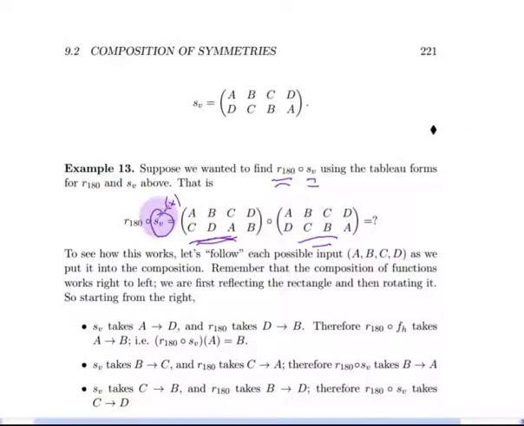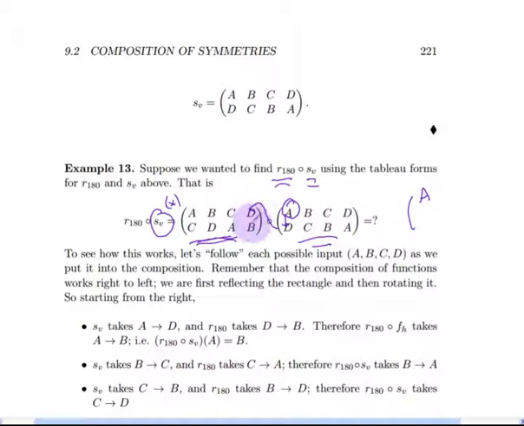Now you can follow this verbal description, but you can also see from here. I want to know where A goes as a result of the composition of these two functions. Well, A goes to the position of D according to the vertical flip. But then the rotation takes D to the position of B. So altogether that's giving me A goes to B. A goes to D, then D goes to B. Okay, so A goes to B.